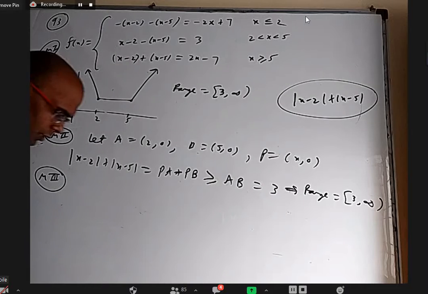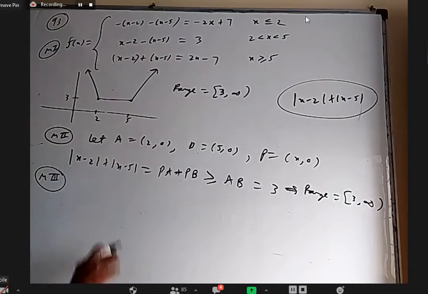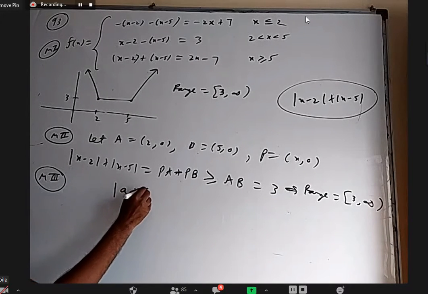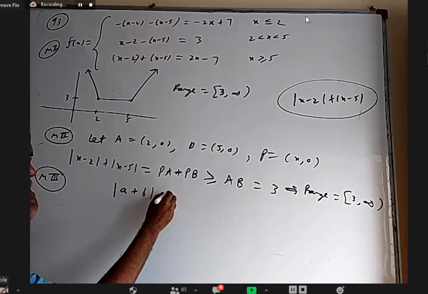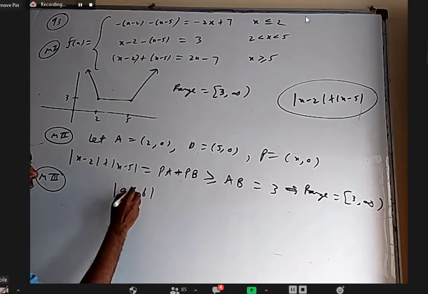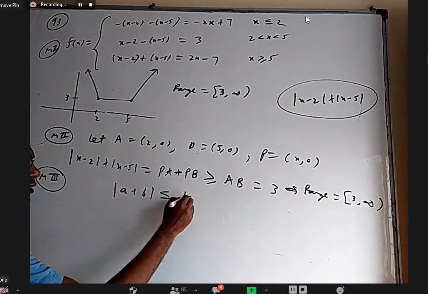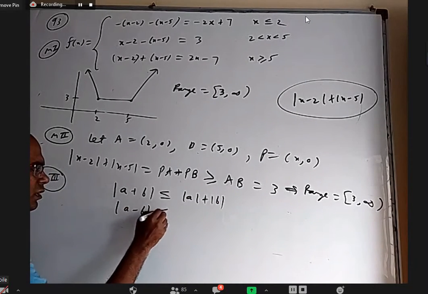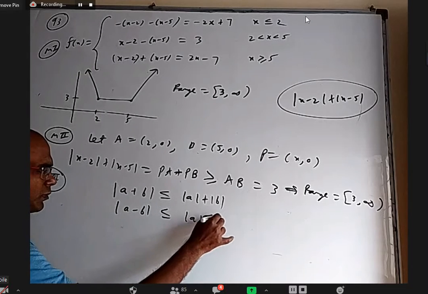Almost same. You can also use this inequality. What is that? Mod A plus B is less than or equal to mod A plus mod B. Similarly, mod A minus B is also less than or equal to mod A plus mod B.